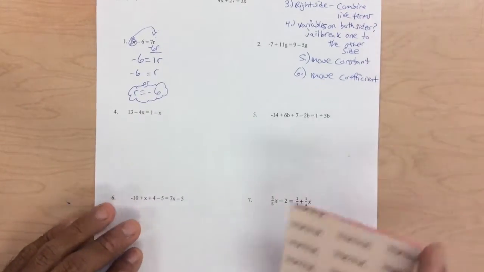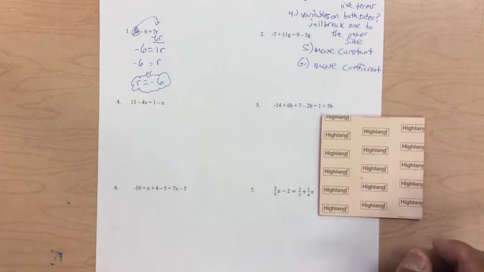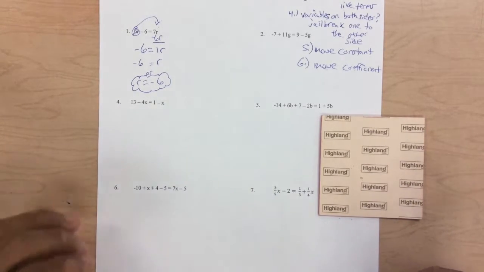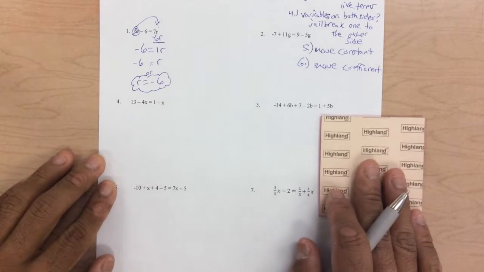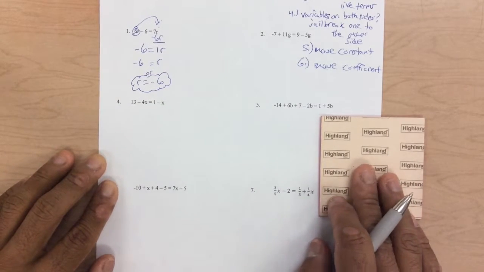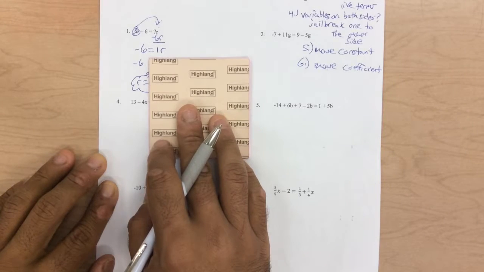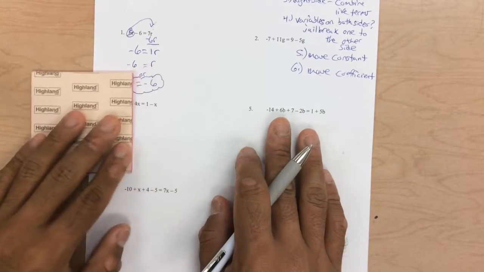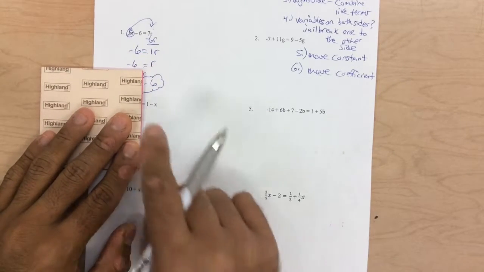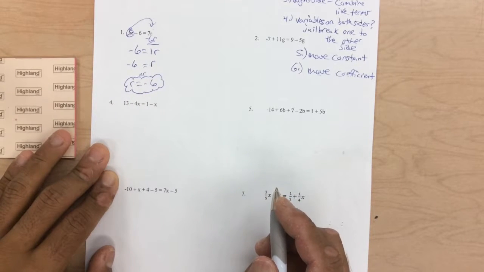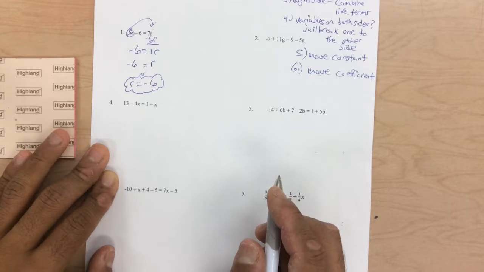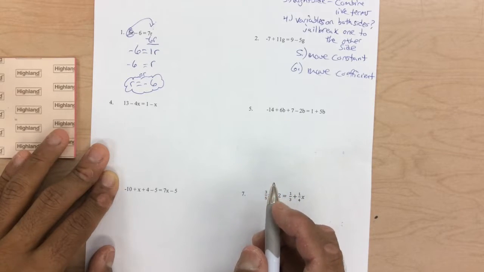Example number 4. Step 1, get rid of the parentheses. Nothing there to get rid of. Step 2, look at the left side, combine any like terms. Nothing there. Step 3, look at the right side, combine any like terms. Nothing to combine. Step 4, are there variables on both sides? Yes. Now you need to decide which one you want to jailbreak.